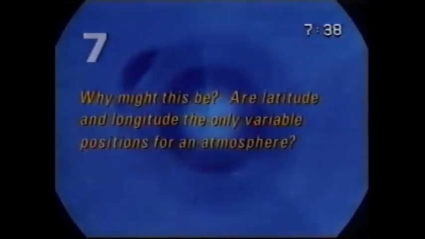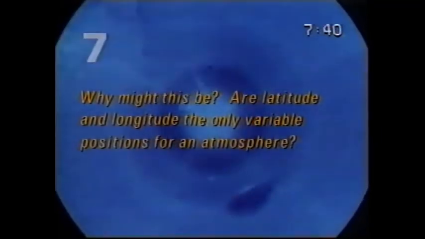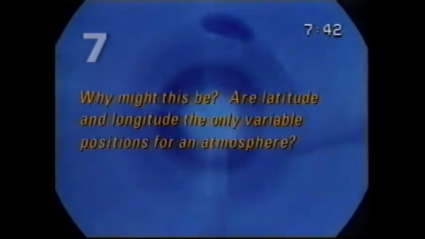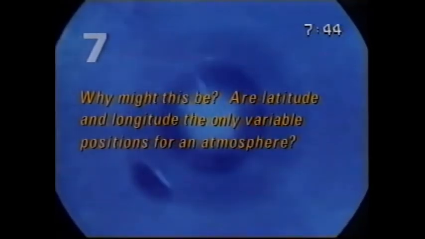Like Jupiter, these features reflect the differential motion of the bands of Neptune's atmosphere at different latitudes. But studies of Neptune have shown that the speed of the fast-moving Scooter is also different to other features at the same latitude. Why might this be? Are latitude and longitude the only variable positions for an atmosphere?